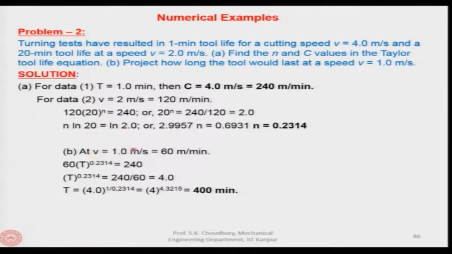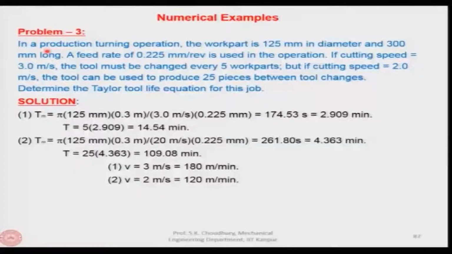So, at V is equal to 1 which is 60 meter per minute, because in the V t to the power n is equal to c, V velocity is given in meter per minute, okay, and tool life is given in minute. So, here you put this value V here 60, t is unknown, n and c will be known, find out what is the value of the t. So, this is easy once you know the formula, and the formula is very simple, V t to the power n is equal to c which is constant.